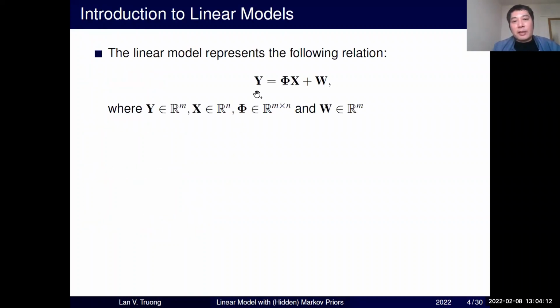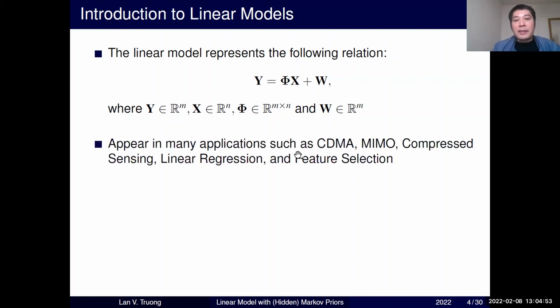So the linear model can be represented by the following relation: y = Φx + w, where y is a vector in m-dimensional space representing the observation, and x is an input vector in n-dimensional space, that vector we would like to estimate, and Φ is a matrix, which can be a random matrix, with dimension m by n, and w is a noise vector in m-dimensional space.